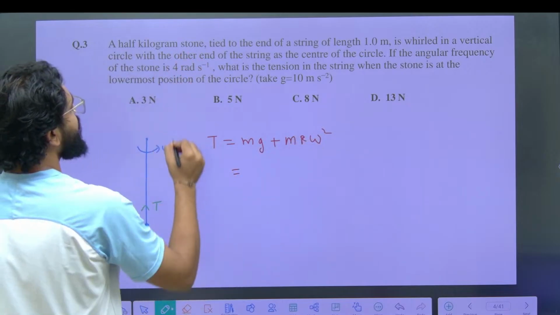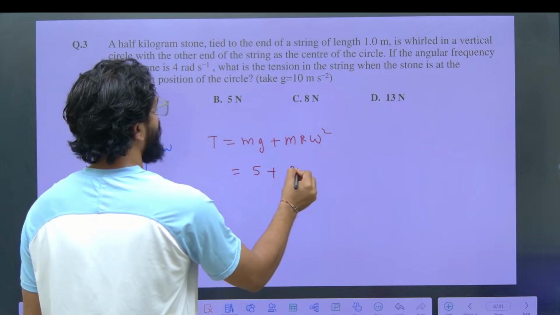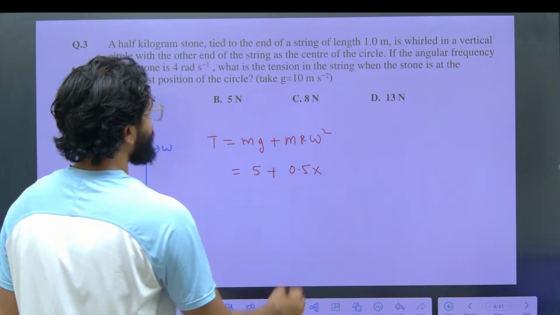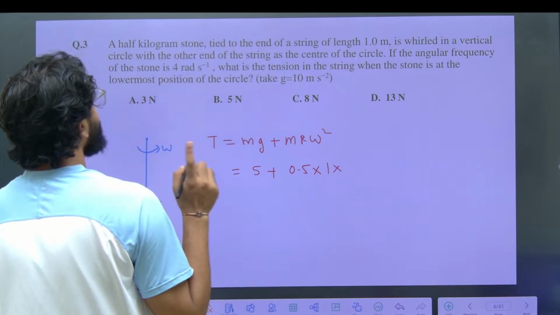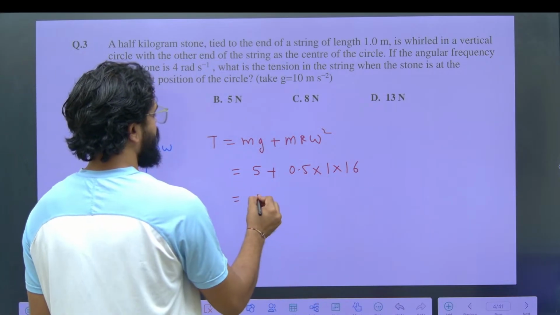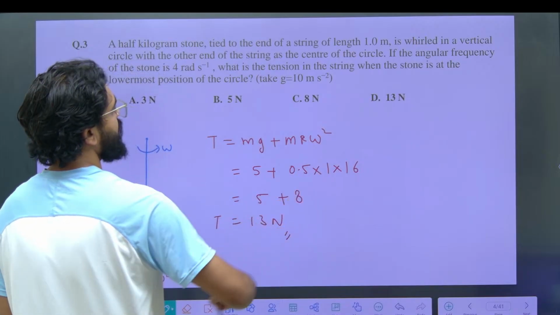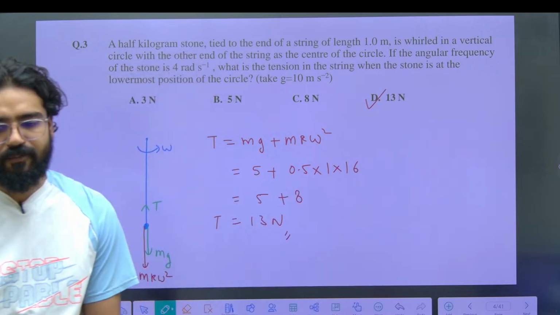It is half a kg, so 0.5. So Mg will become 5. Mr omega square: this is 0.5, length is 1, and the angular frequency is 4, so the square of that will be 16. So it will become 8, right? 5 plus 8, so the answer will be 13 Newton. Are you all getting it? Yes. So the answer will be 13 Newton. Correct? Chaliye.